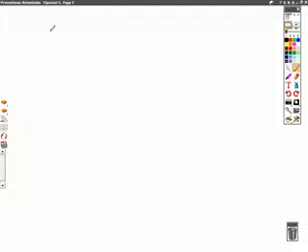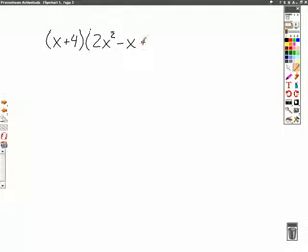So I'm going to write this in a different order. This time I'm going to write the binomial first. So I start off right here with x plus 4. And we're going to multiply that times this. 2x squared minus x plus 5. All right. No boxes this time, but again, pretty lines.